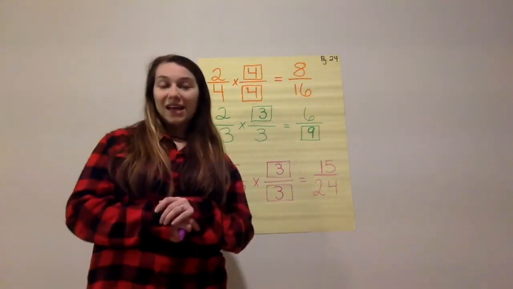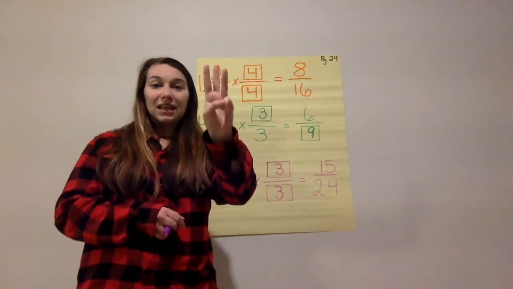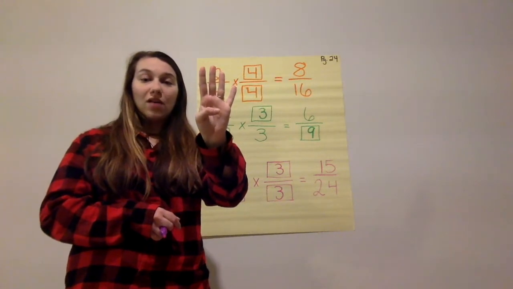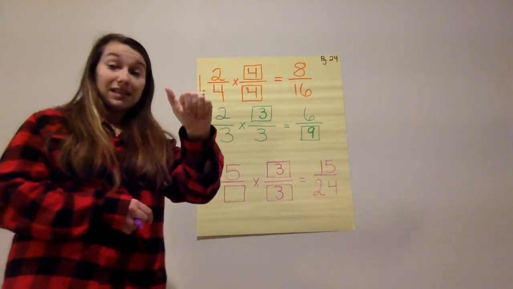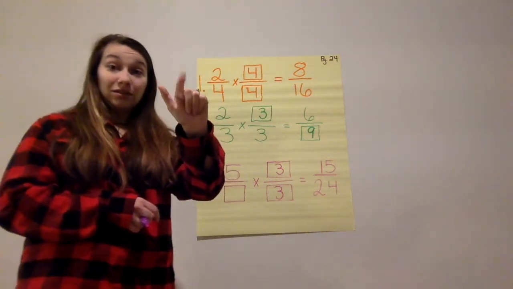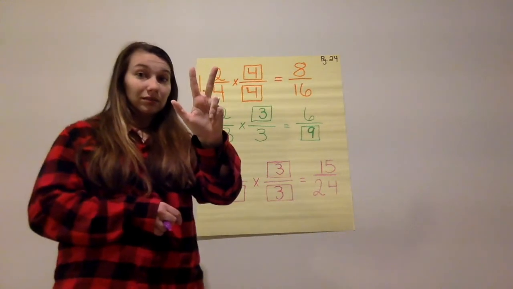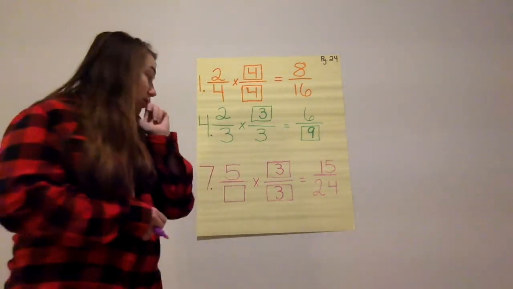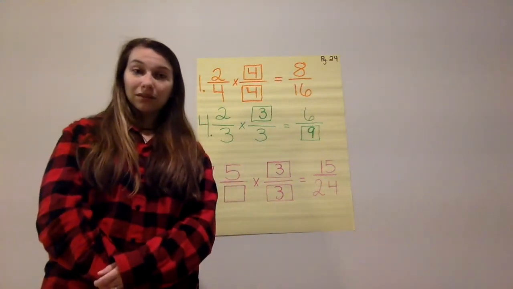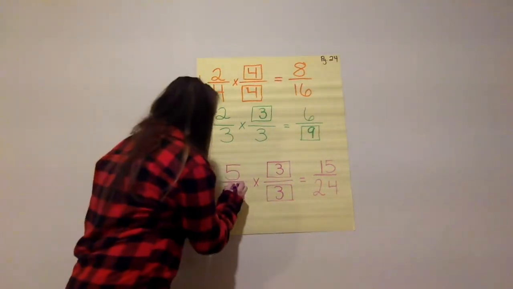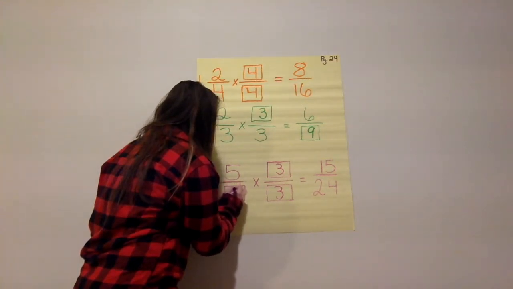So let's do that. Count with me. 3, 6, 9, 12, 15, 18, 21, 24. So, what times 3 gives us 24? 8. Very nice. So 8 is going to go right here.